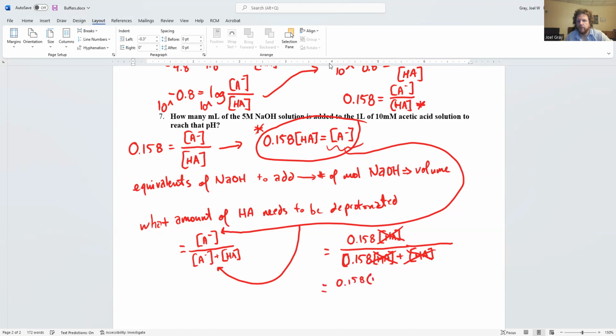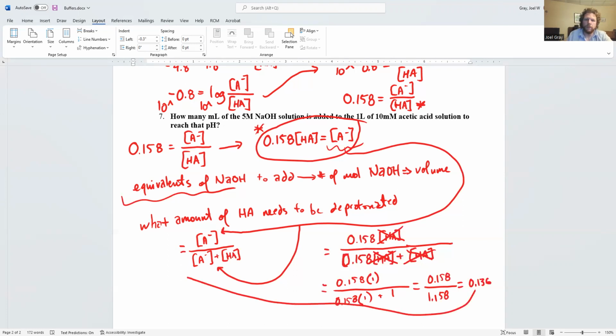0.158 times 1 divided by 0.158 times 1 plus 1, which gives us ultimately 0.158 divided by 1.158. When we have that 1.158, or 0.158 divided by 1.158, that is equal to 0.136. Okay, so that 0.136 is the equivalence of sodium hydroxide that we needed to add.